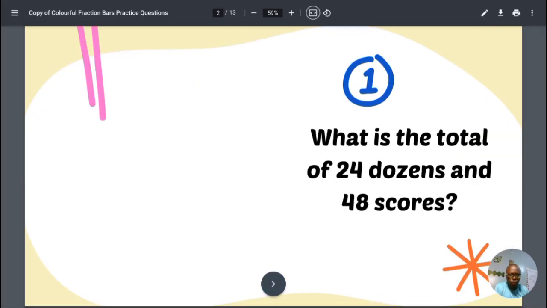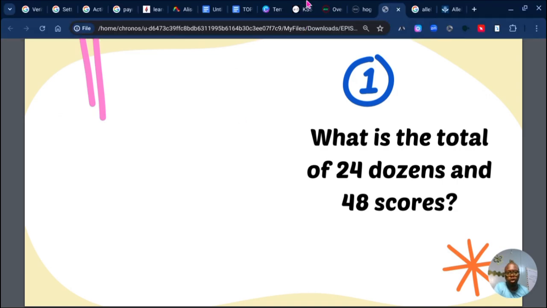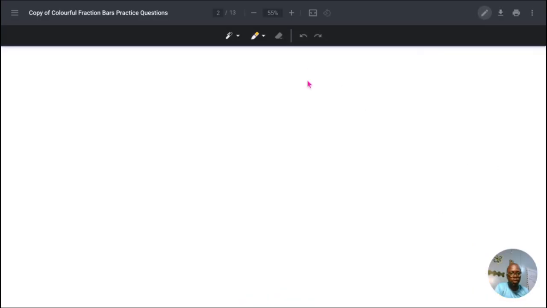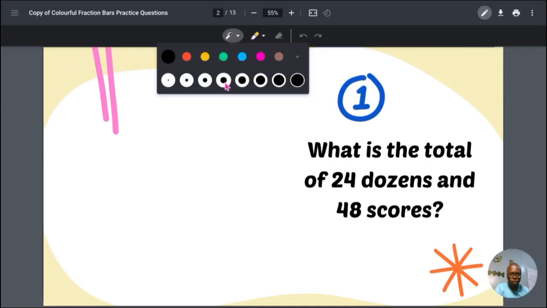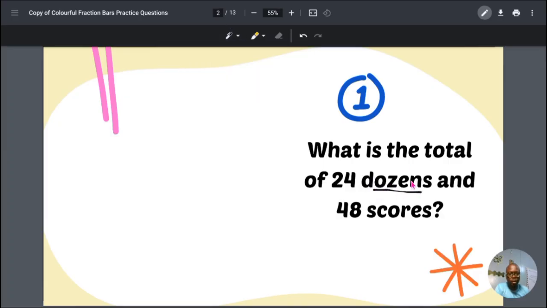Question 1 says, what is the total of 24 dozens and 48 scores? I'm sure you know what 1 dozen is, and also what a score is. But if you don't know, that is why I'm here. A dozen is actually 12. So what we are saying is that we have 24 12s, that means 12 in 24 places.